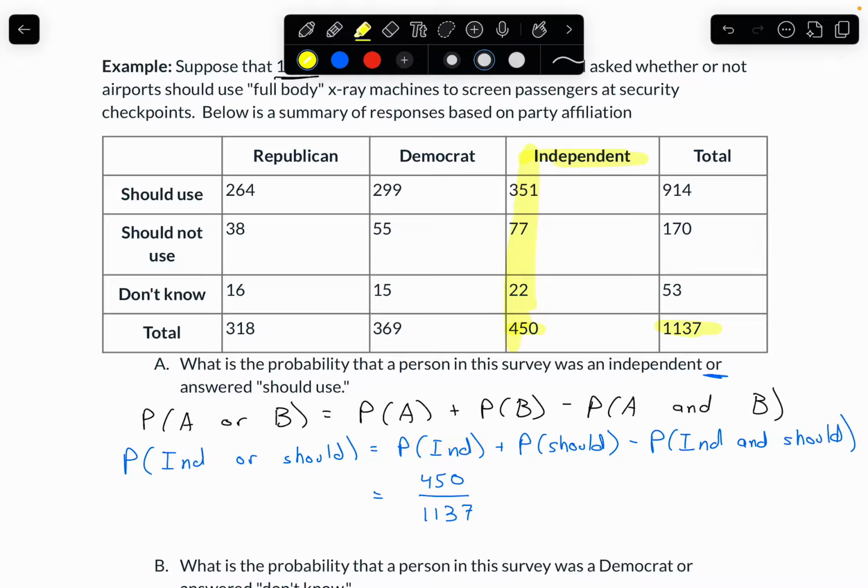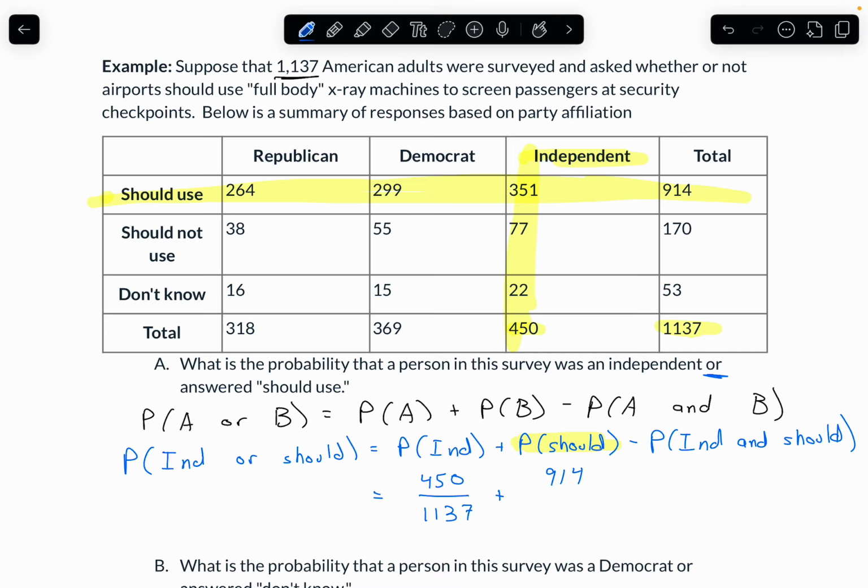Next, I'm going to talk about the probability that the person said that we should use these scanners. The should use, that is this row right here. In that row, I have a total of 914 individuals saying that we should use these scanners out of, again, 1,137 total people in my survey. So I'm adding these two, and I think intuitively that makes sense. If I'm looking for this or that, I should add them together.